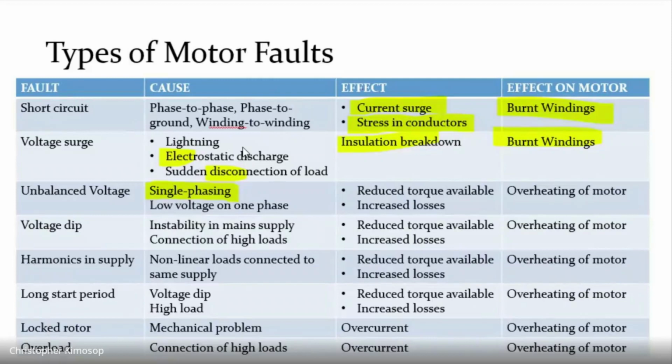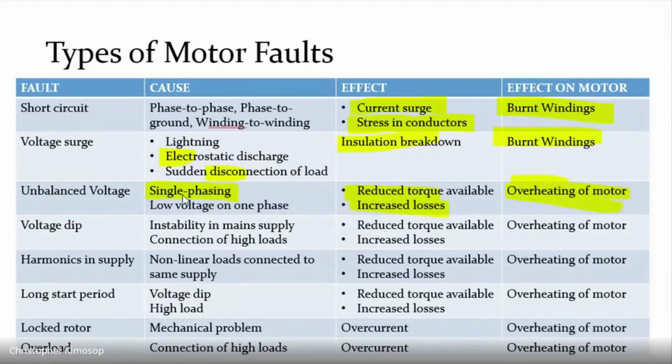You have almost 1.5 times current flowing through the two phases and zero flowing through the one that is disconnected. What does that mean? You have reduced torque available and you have increased losses, but more importantly, you have your motor having a high current flowing through the two phases, trying to reach the torque that is being demanded of the motor. And in most cases, if you don't switch off the motor in time, you will have a total failure of the windings whereby they will burn out and the motor will stop running and disconnect.